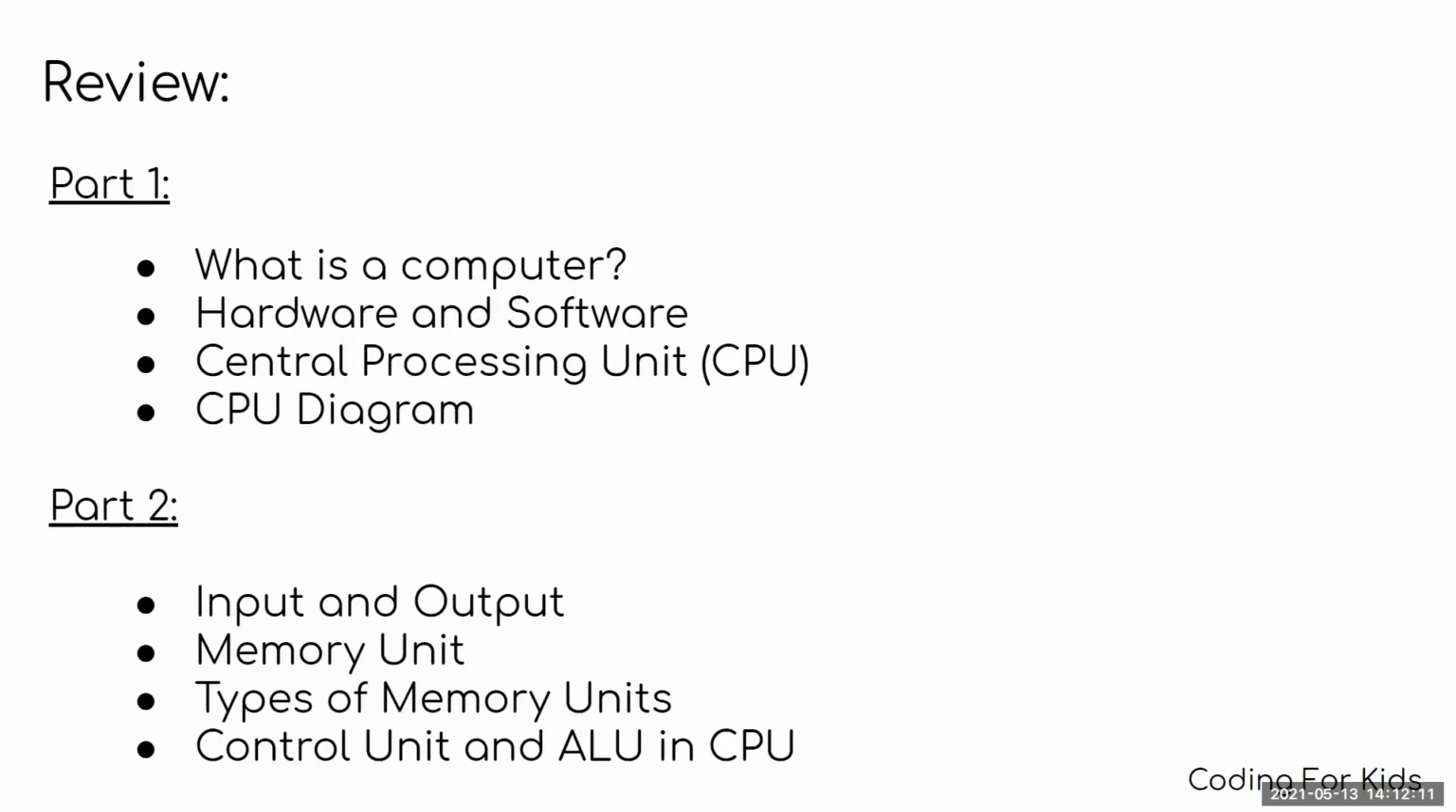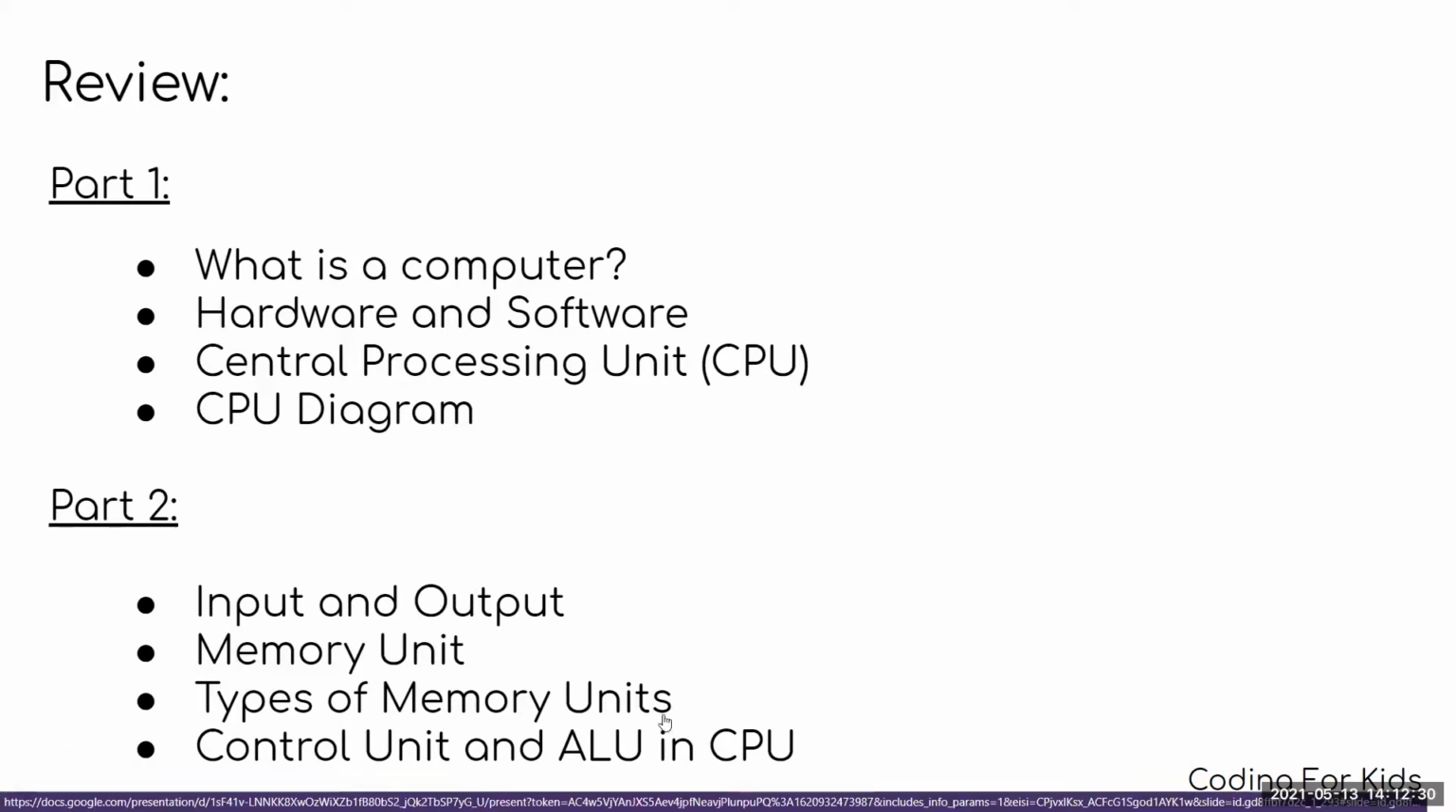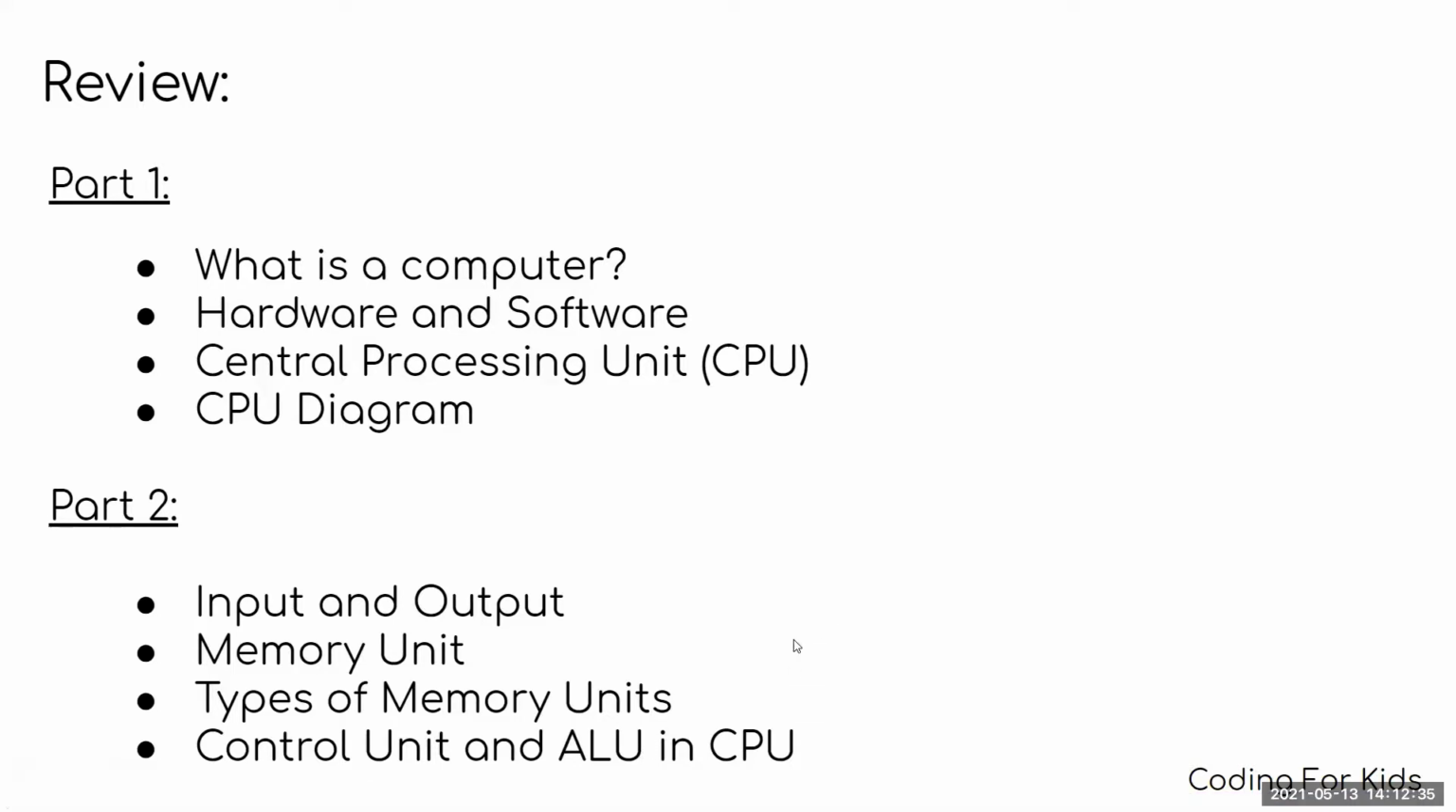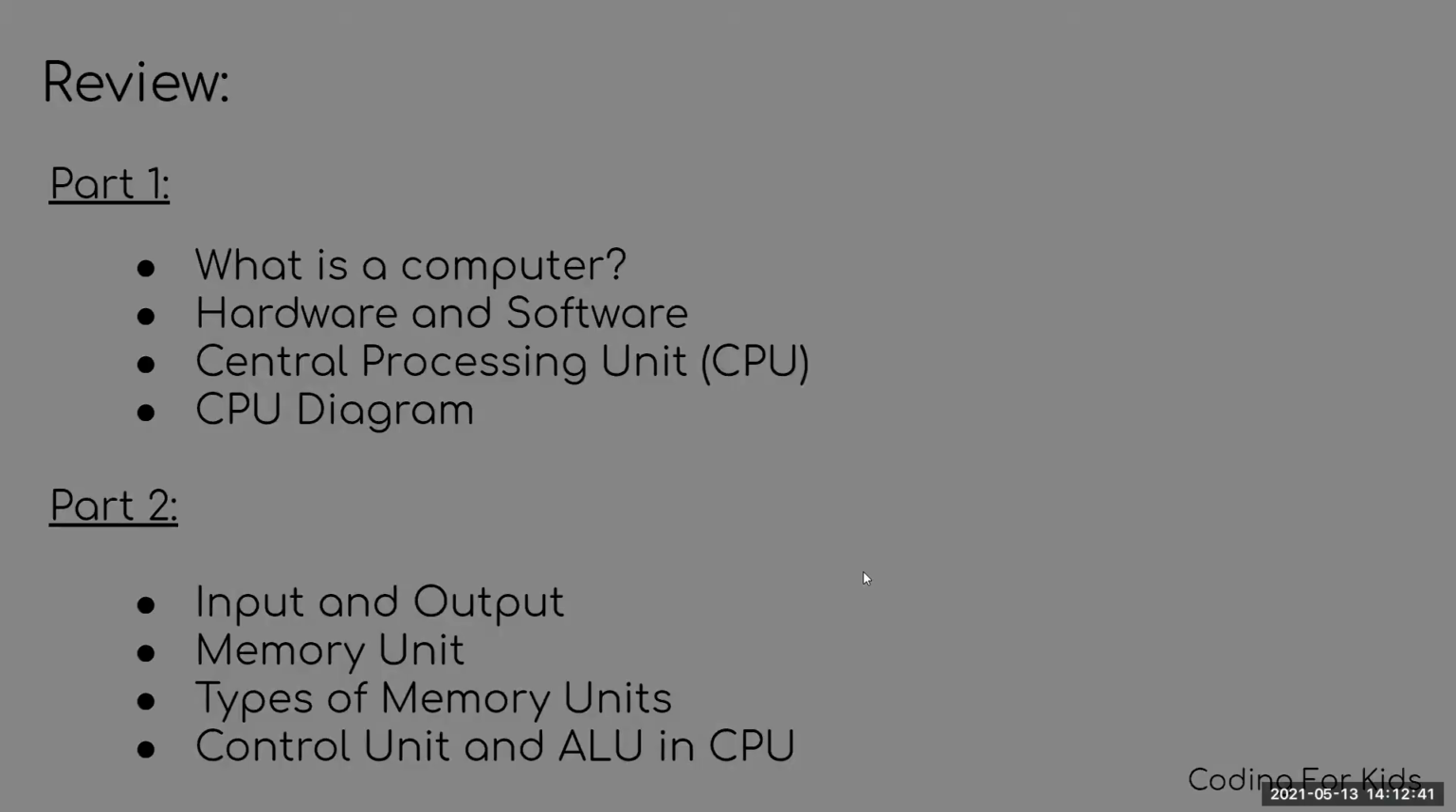So in part 2, we are going to be looking at all the parts of a CPU, because the CPU is the most important part in a computer, and we need to kind of break down that CPU to fully understand a computer. So in part 2, we're going to be looking at the input and output. Then we're going to be looking at the memory unit and the types of memory units. And finally, we're going to be looking at a control unit and an arithmetic logic unit, or an ALU, in the CPU. So I hope this video made sense.